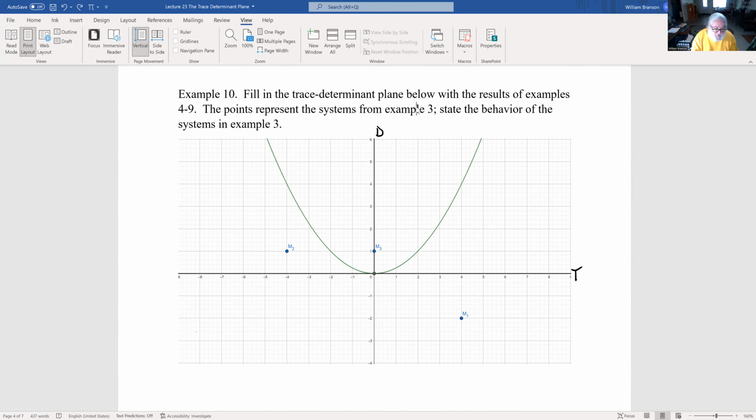This area here, d less than 0, means two real eigenvalues, lambda 1 less than 0, less than lambda 2. So any system that's in the bottom half of the plane here, right, negative d coordinate, down below the t-axis, is a saddle. It looks more or less like this.